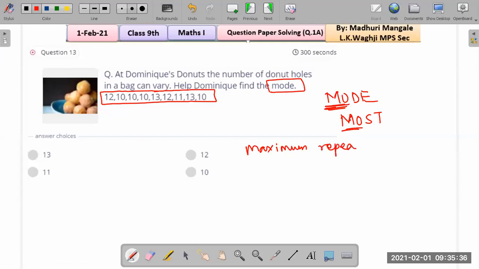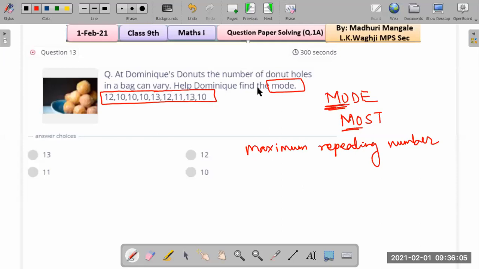Isn't that easy? Anybody can tell this answer. Maximum repeating number is the mode. In these options, in these numbers, which is the maximum repeating number? Quickly go to the quiz link, the quiz page, and there you should be able to see this question. Everybody should get it right. Come on. So there you go. Mode is the most repeating number.